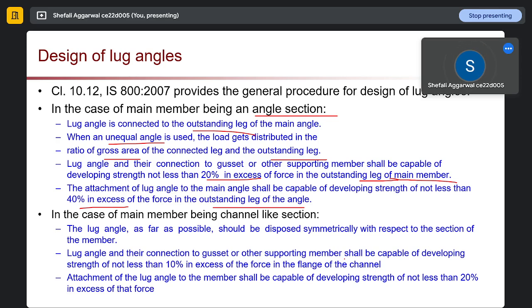So next thing is, if we are using channel section, then what should be the conditions? The lug angle, as far as possible, should be disposed symmetrically with respect to the section of the member. Lug angle and their connection to gusset and other supporting members shall be capable of developing strength of not less than 10% of the force in the flange of the channel section. And third is attachment of a lug angle to the members shall be capable of developing strength of not less than 20% in excess of the force.